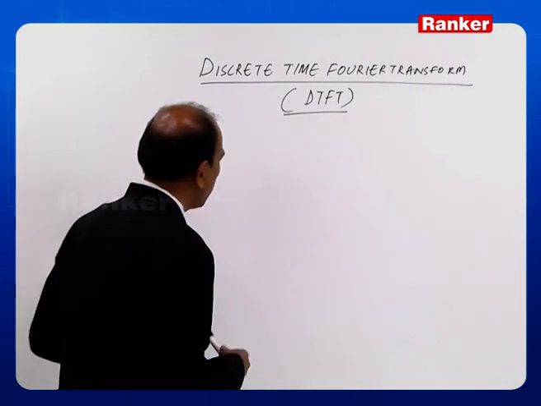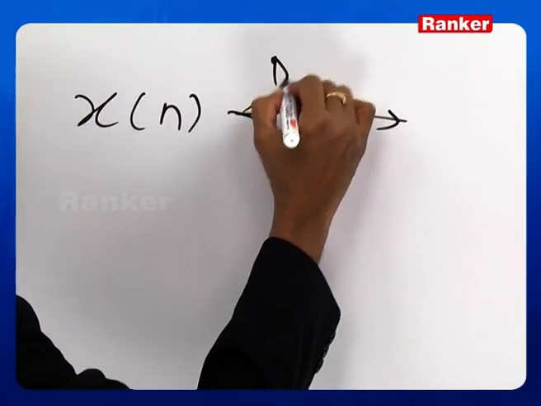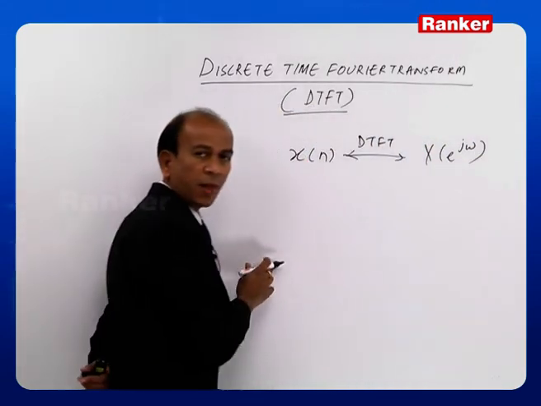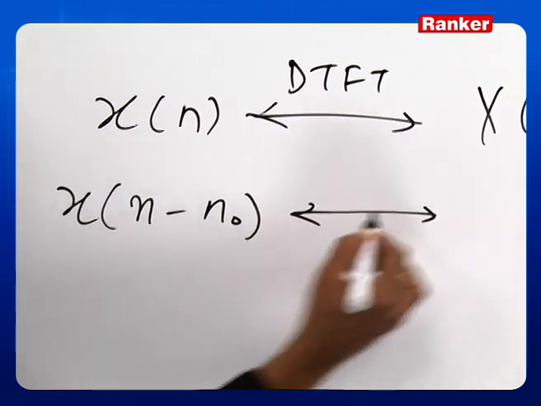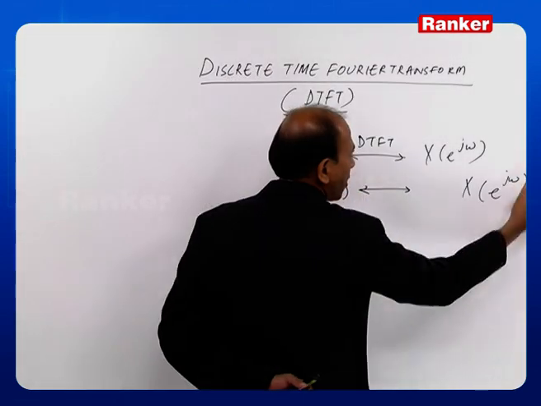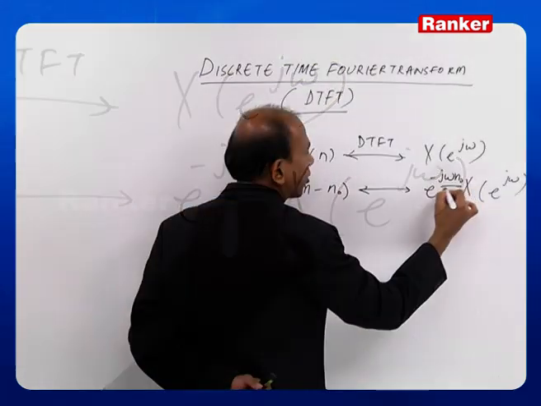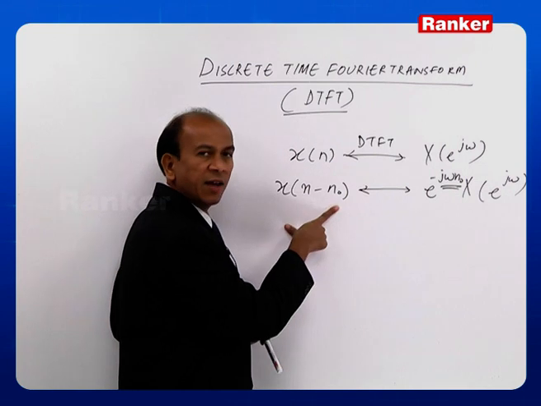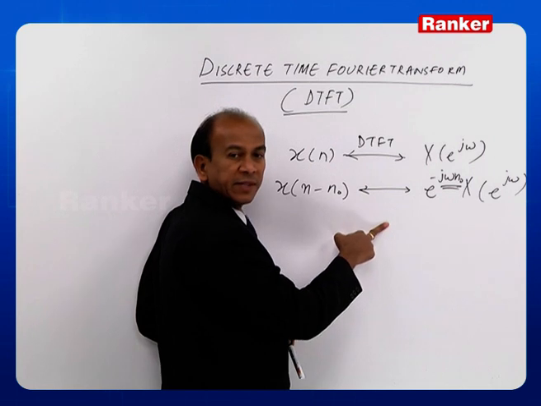Let us see this. What does this property say? Let us say x of n has a DTFT of X of e to the power of j omega. When these samples are shifted, this property says the magnitude is not changed. That means it essentially remains the same, whereas there is a phase shift of minus omega n naught. This is the time shifting property. Whenever there is a shift, the magnitude remains the same, whereas the phase is changed by this factor.